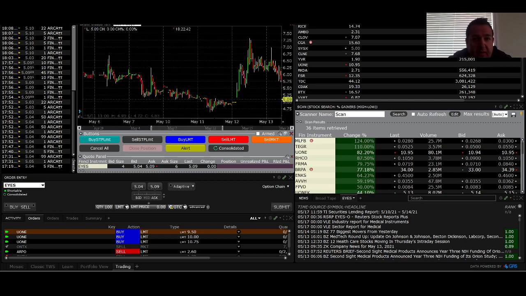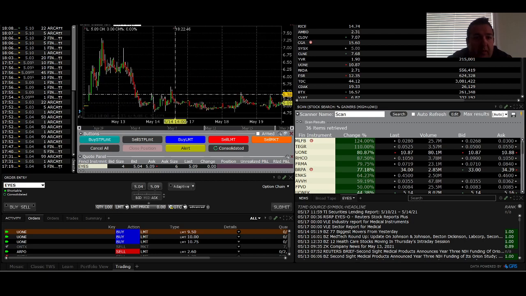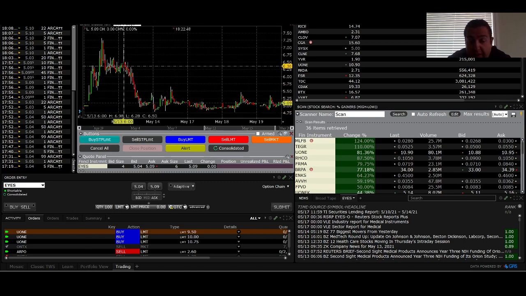Let's see, maybe 30-minute candles might help a little bit, right? So this thing, it failed, right? Because there was no catalyst. It was just basically short sold. It's highly shorted, so the short squeeze was exhausted and then it's back down.